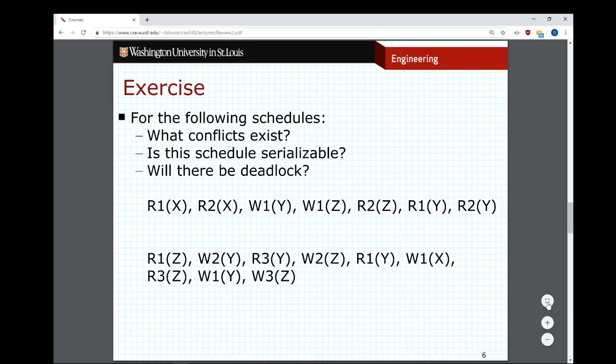So here's an example with a few slides, and you can see your task is to answer a few questions about these schedules, including what conflicts exist and questions about their serializability or not. That last one about deadlock is actually a little tricky. You're going to need to think about that one a little bit. But I'll give you a few minutes, talk to your neighbors. I'll be around if you have any questions, and then we'll go through this together in just a little bit.